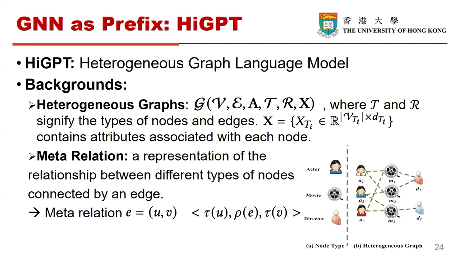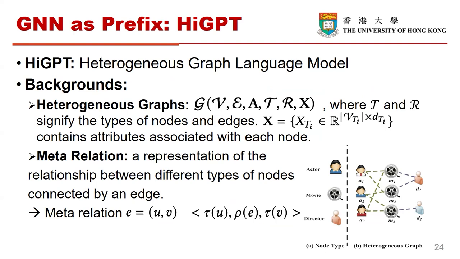Because in the real world, there are a lot of graphs that contain multiple types of nodes and edges, such as this graph, a movie internet graph, maybe from IMDb. There are three types of nodes: actor, movie, and director. And there are four types of edges: movie to director, director to movie, actor to movie, and movie to actor. That is a real-world heterogeneous graph.